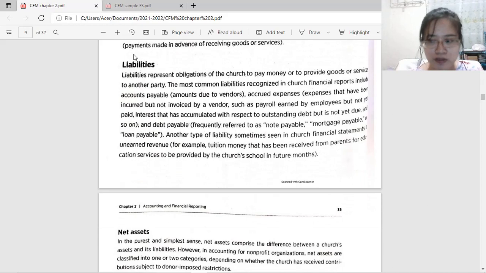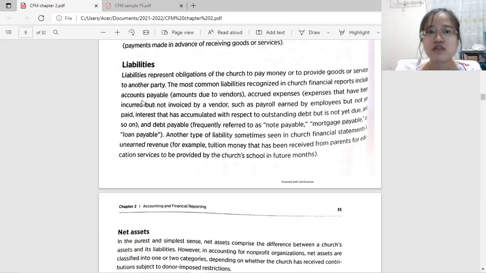Okay, the second terminology is liabilities, another classification. So liabilities would pertain to obligations or borrowings or loans wherein the church has an obligation to pay the other party. Okay? So we call that liabilities. Okay? In Tagalog, utang. Okay?